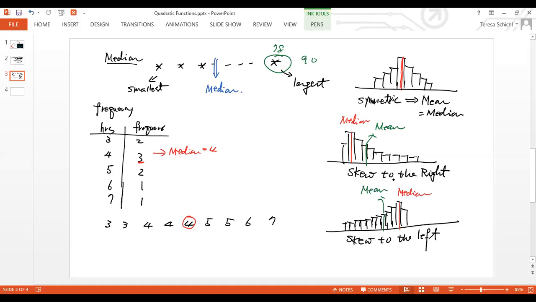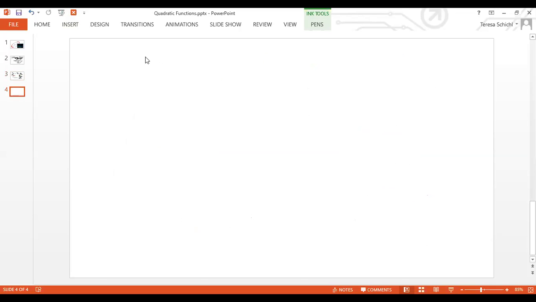So the mean will be less than the median. Some SAT problems will tell you that and then ask which one is bigger. So you need to know whether the distribution is symmetric, skewed to the left, or skewed to the right. Okay, now let's take a look at the next ones here.